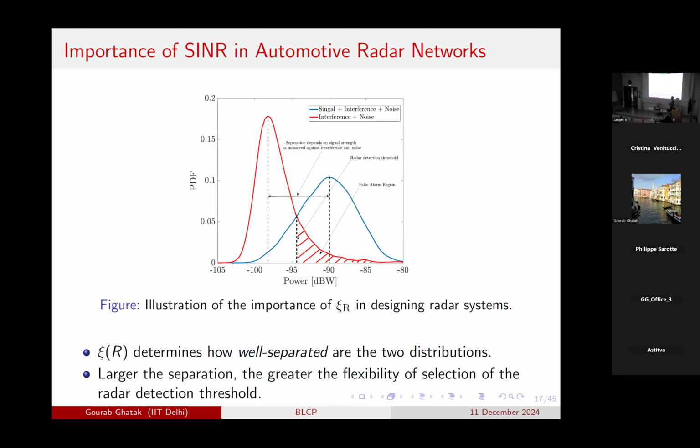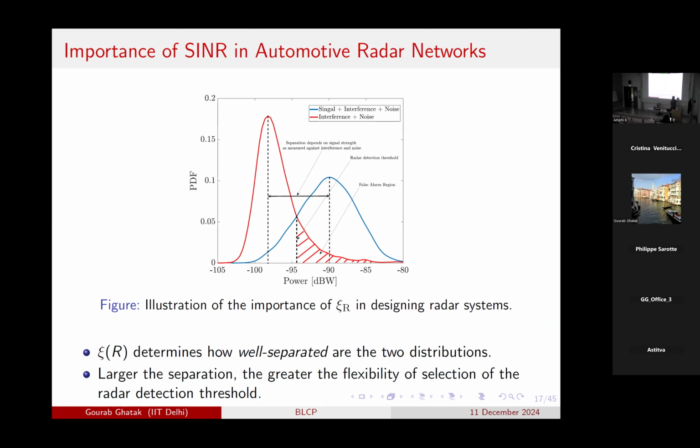Here it is like this hypothesis classification. Yeah, this is the same as that. Given that there's no signal, what is the probability that you detect a signal? Given that there is a signal, what is the probability that you detect a signal? That's detection, and so on.